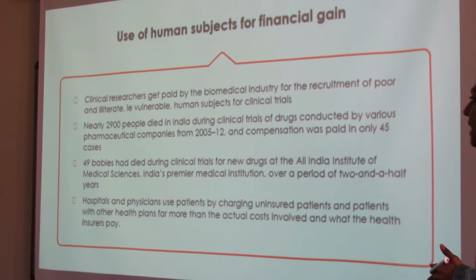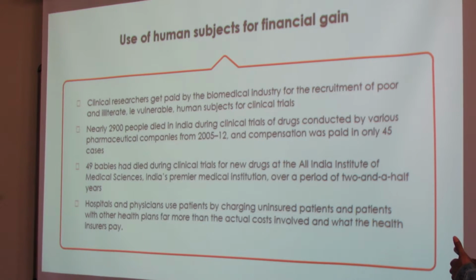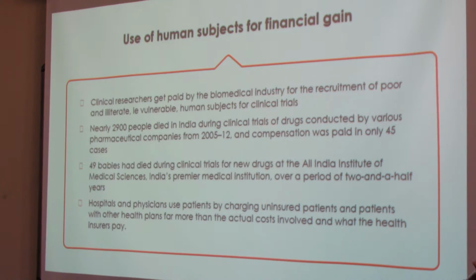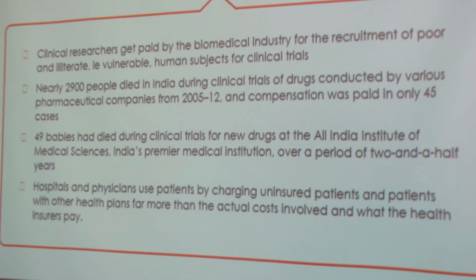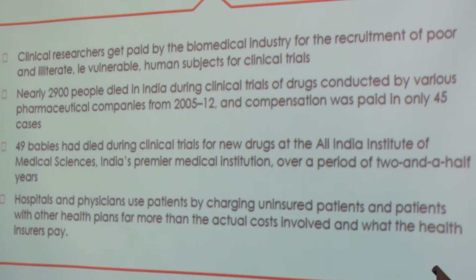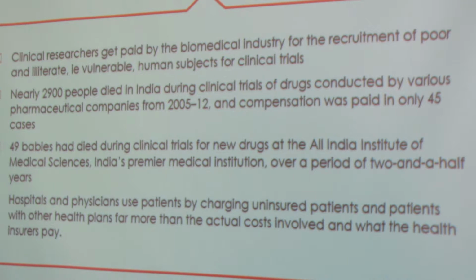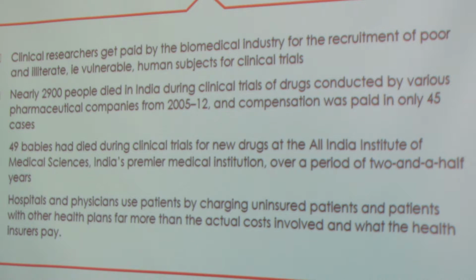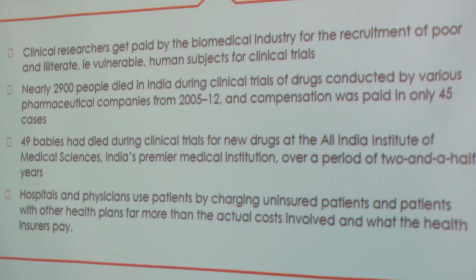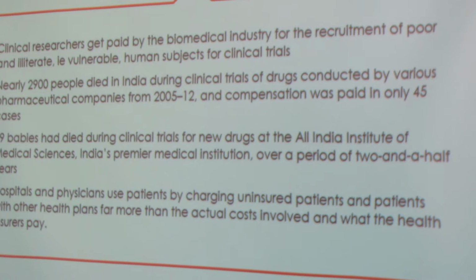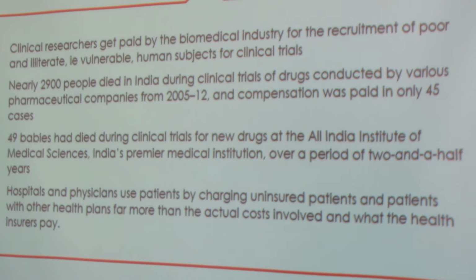Clinical researchers get paid by industries for the recruitment of poor and illiterate human beings, because they're vulnerable as human subjects for clinical trials. So they're being taken advantage of. Some statistics: nearly 2,900 people died in India during clinical trials of drugs conducted by various pharmaceutical companies from 2005 to 2010. That's about 7 years. And compensation was only paid in 45 cases.